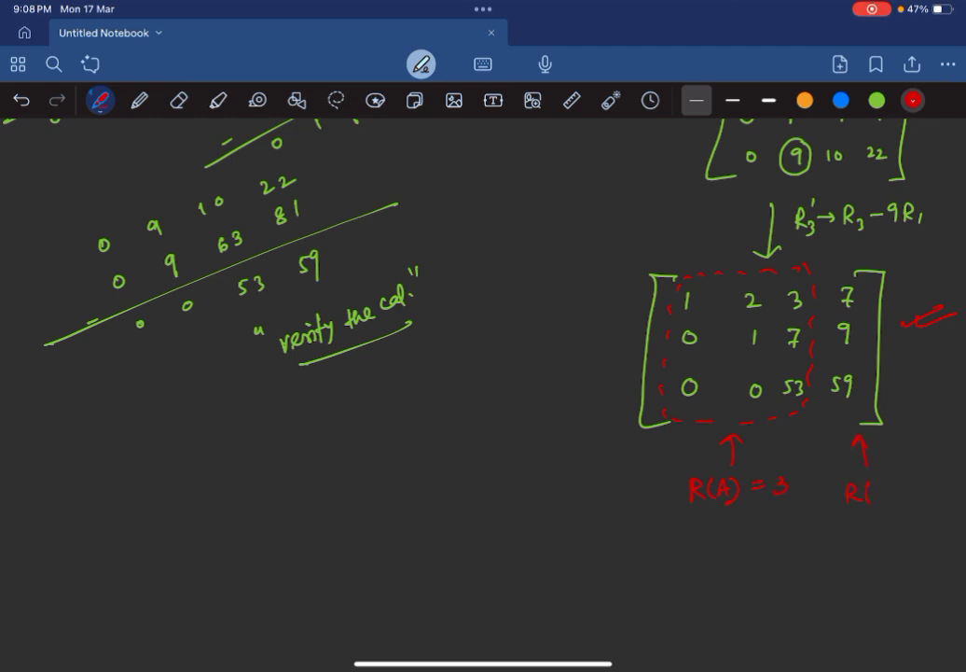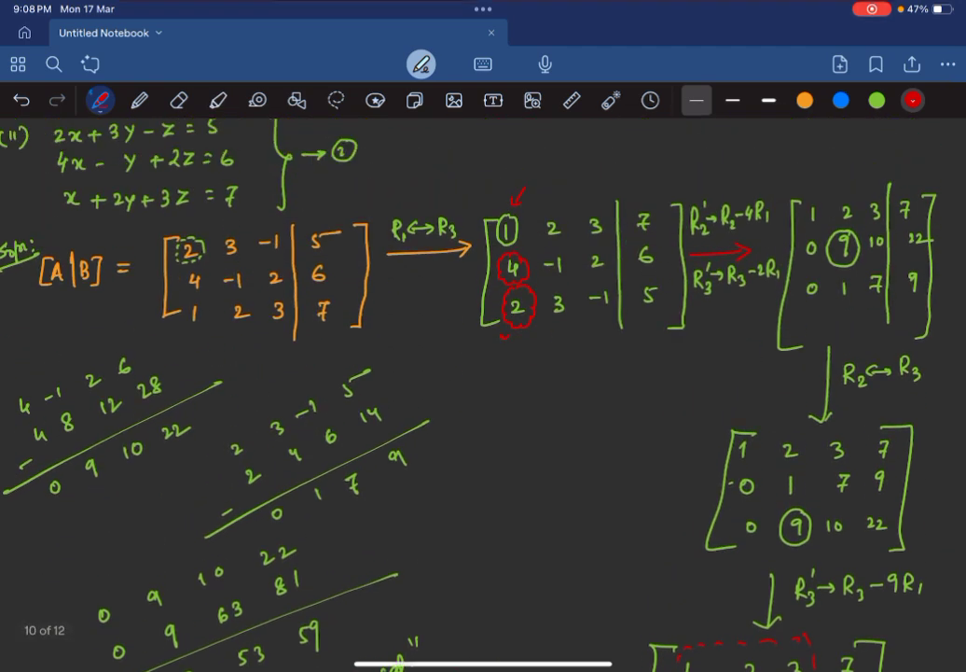And from the entire matrix you can decide the rank of A augmented B. Rank of A augmented B is 3. So you can conclude that rank of A is the same as rank of A augmented B, that is 3. 3 is nothing but the number of variables. That means the system has a unique solution. Unique solution means the system is consistent.